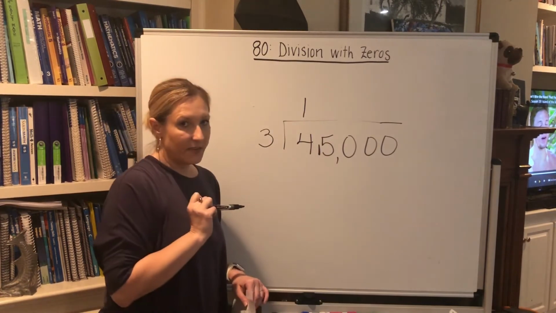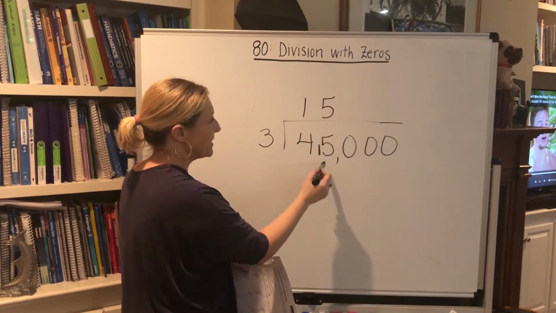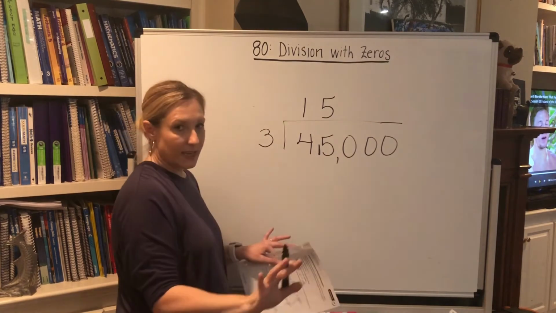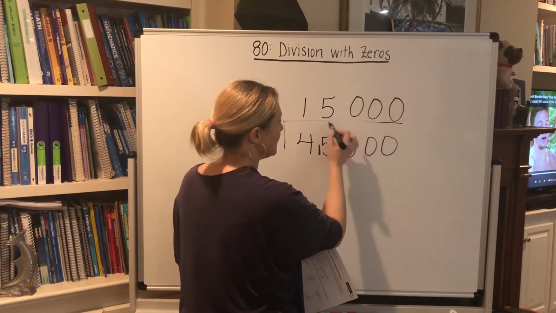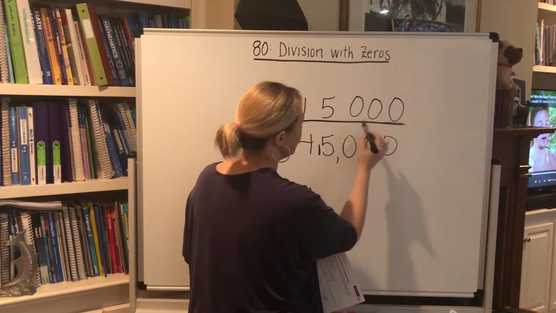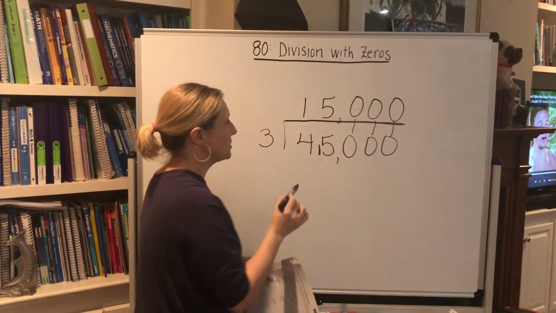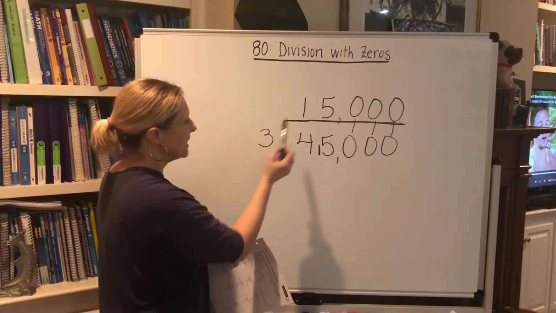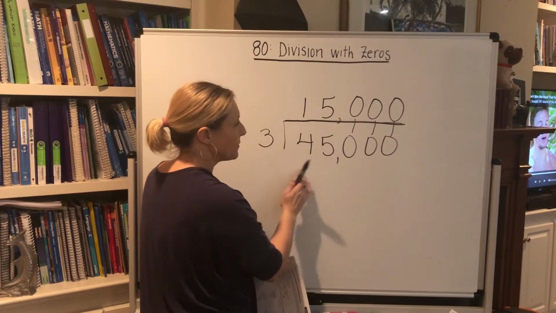Does 3 go into 15 evenly? Yes. 5 times. 3 times 5 is 15, leaving nothing left over. So that means the rest of our places in the division problem will have zeros in them. So the answer is 15,000. 15,000 times 3 will equal 45,000.